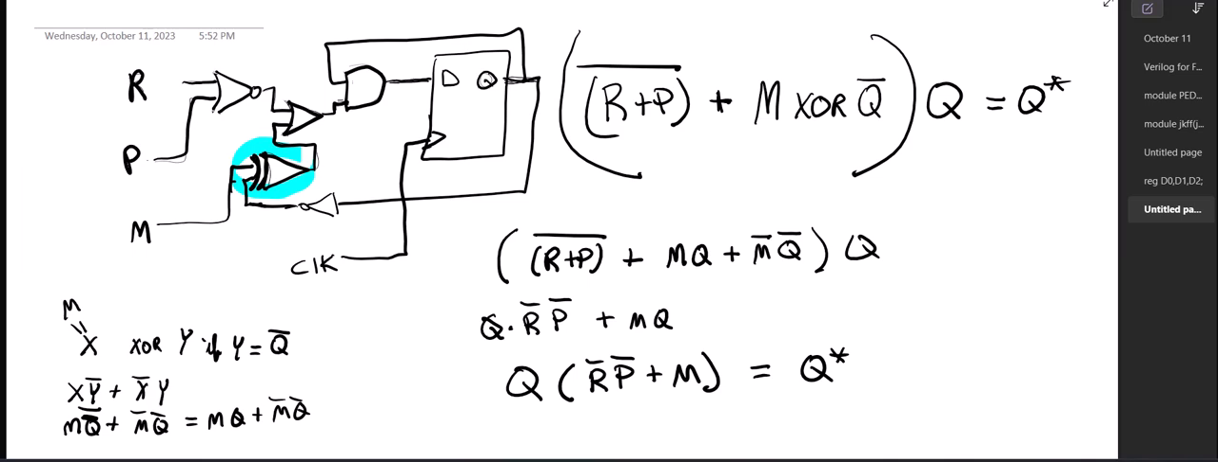I just did algebraic simplification there, so I did not need to do a Karnaugh map on this one because I was just able to simplify it by looking through it. So I think that is it. I don't really have anything else to say here.